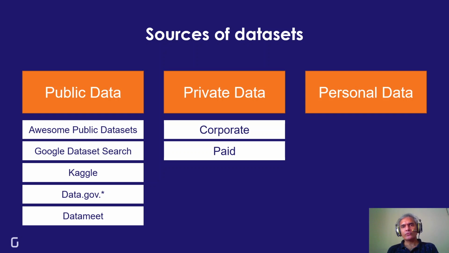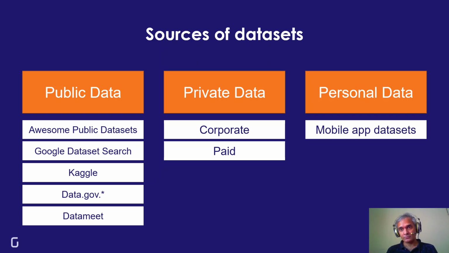A third source of data sets is personal data. And this is rather interesting because this is something that's unique to each person. Only that person has full access to that data. For example, a great source of personal data sets are mobile app data sets, stuff that's on your mobile app.